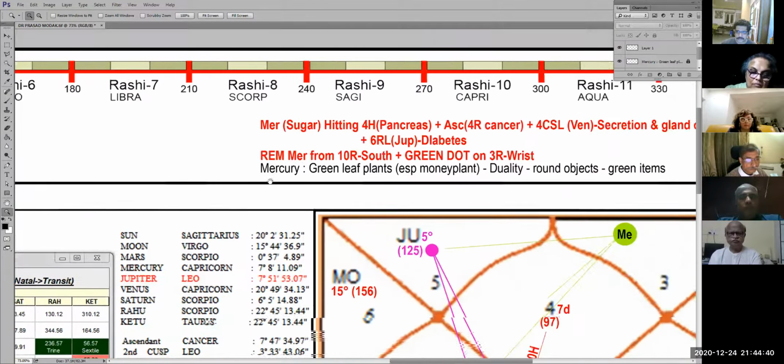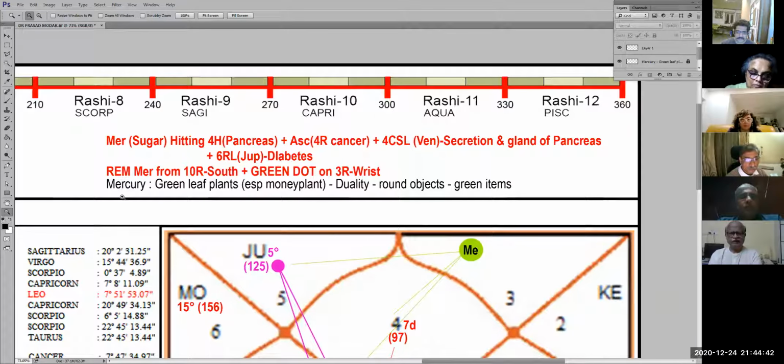Now here I've specifically written down all the Karak Tattvas, which I would like you to write down also. Mercury corresponds to sugar. Pancreas Karak is the 4th house and 4th Rashi. Venus, Karak Tattva is the secretion and the glands of pancreas. And Jupiter basically signifies diabetes.